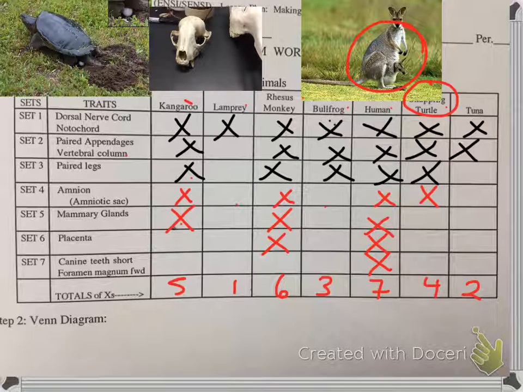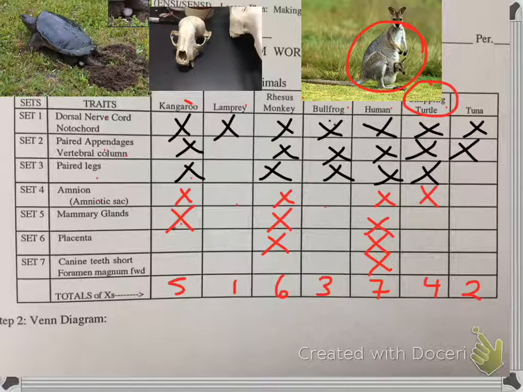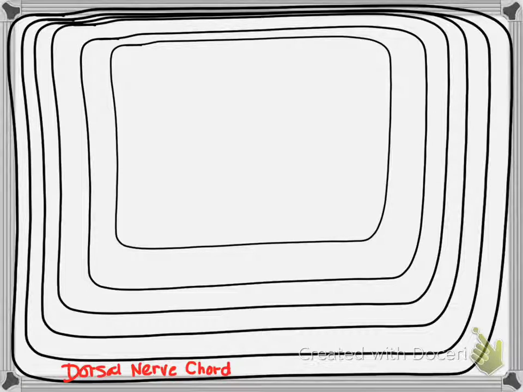So what we're going to do now is make a Venn diagram with this information. I'm making a series of nested boxes, and in my outermost box, I'm going to write the first characteristic that is shared by every single species in this table. What is that? Dorsal nerve cord. Wait, how many boxes? How many characteristics do we have? 1, 2, 3, 4, 5, 6, 7. So you'll need 7 boxes. 1, 2, 3, 4, 5, 6. I'll need one more.